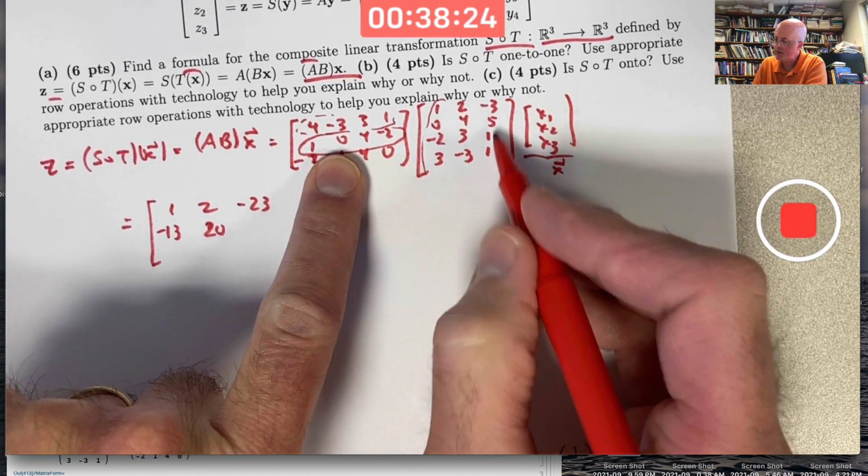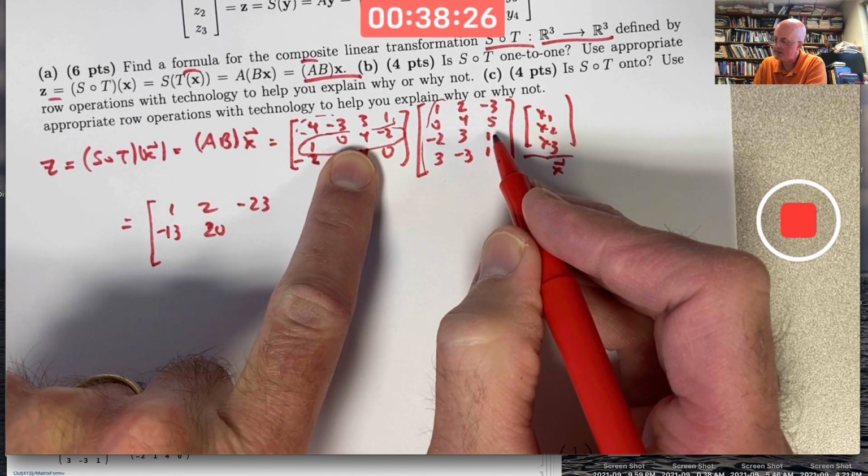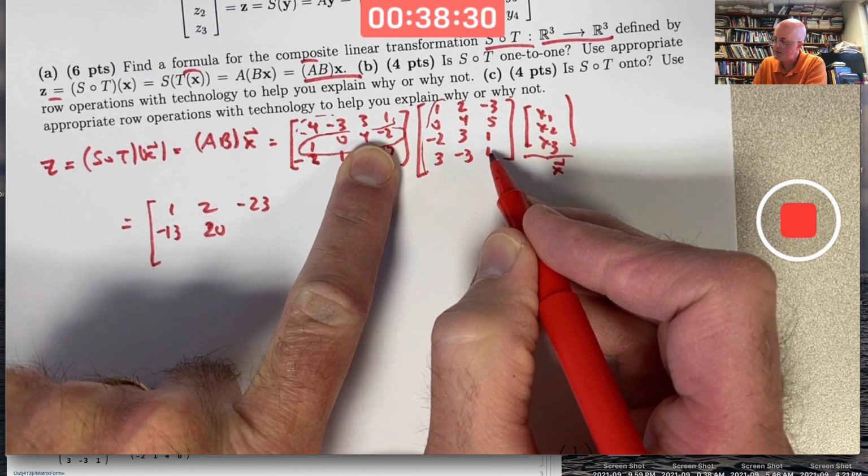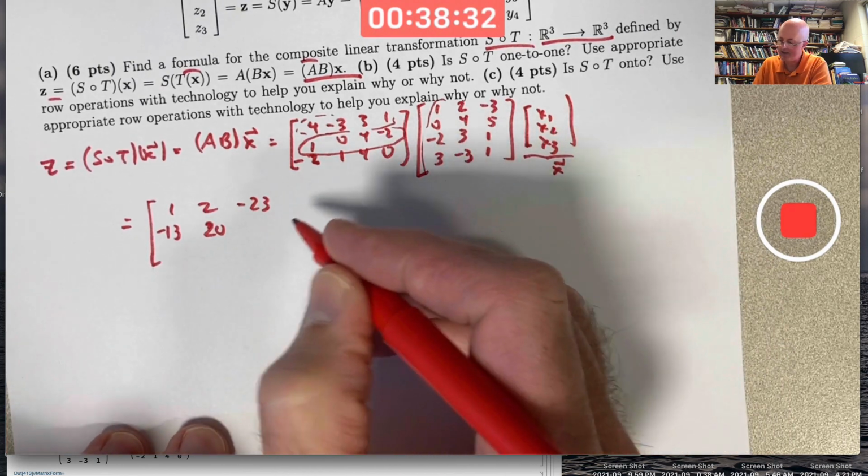Second row, third column, negative 3. Plus 0. Plus 4 is 1. Minus 2 is negative 1. And yeah, that's right.